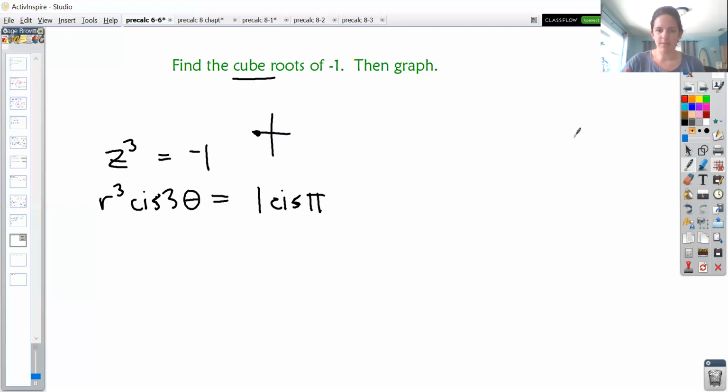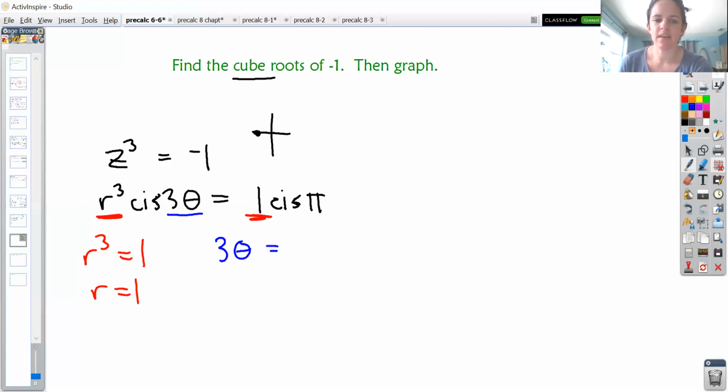But now I can equate the parts of this. So I can say r cubed then has to equal 1, which means that the radius is 1. And then if I look at the angles, I can say that 3 theta would have to equal pi. And so theta equals pi thirds. So that's one answer. That's one of the cube roots of -1.